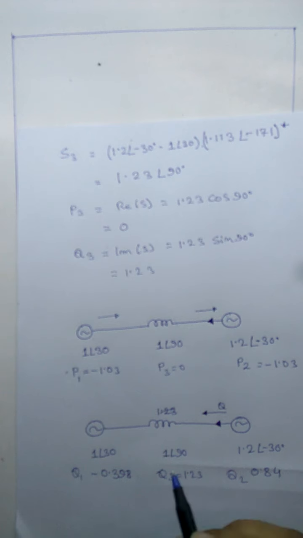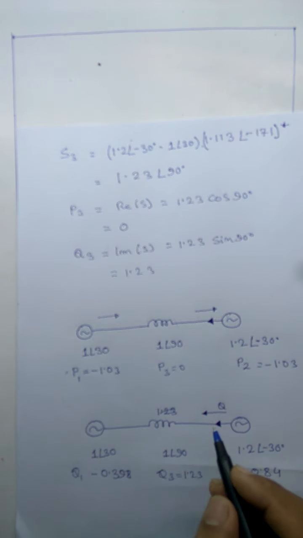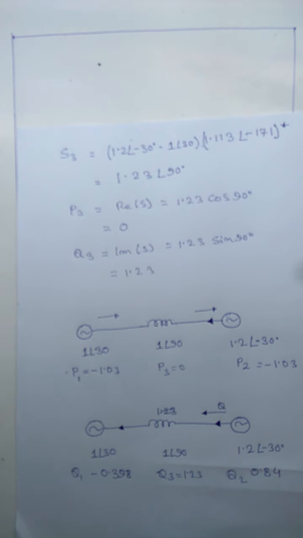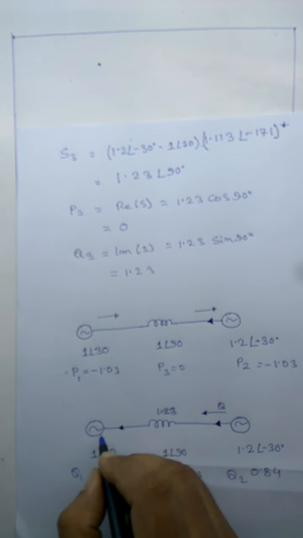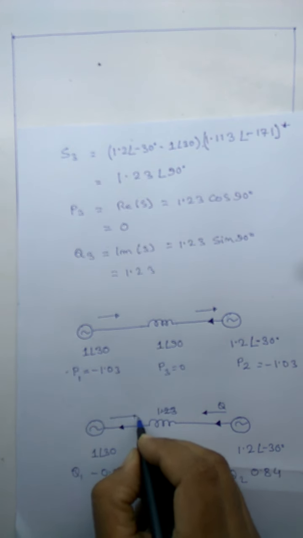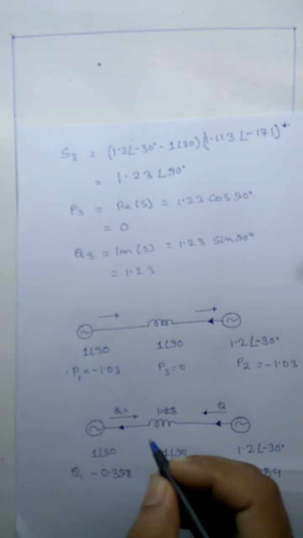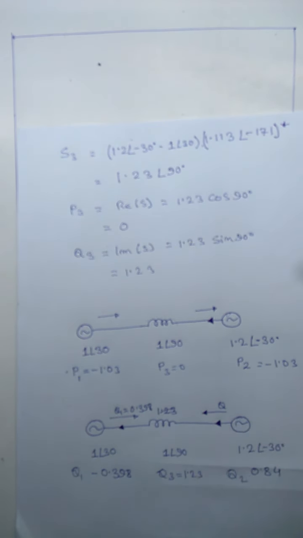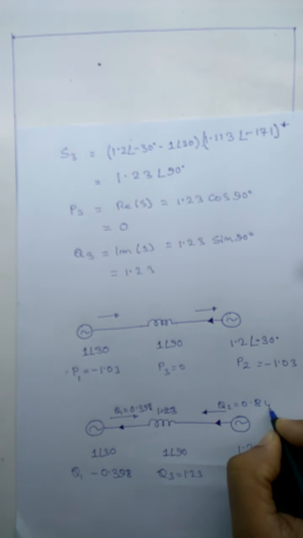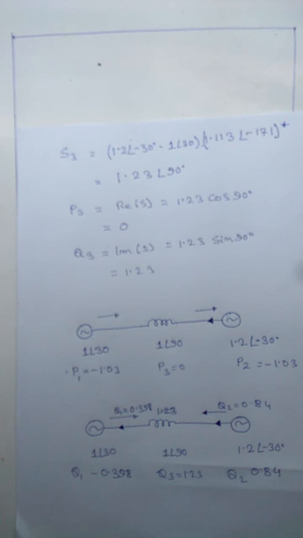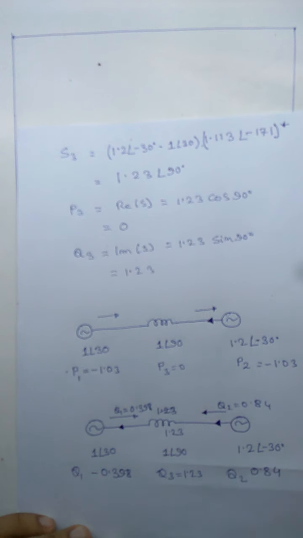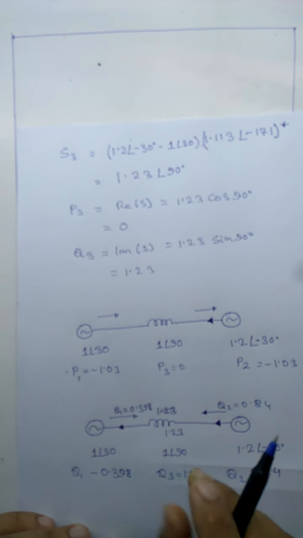For this source, reactive power is flowing. We have taken an assumption that it is flowing like this, and we got a negative result, which means that in actual circuit the reactive power is flowing in the opposite direction. That is, for this source the reactive power is flowing like this. So this is my Q1 and this is my Q2, which is 0.84. So both the sources are supplying reactive power, and if you add them up you will find that this is equal to 1.23, which means that this inductance is consuming the reactive power.